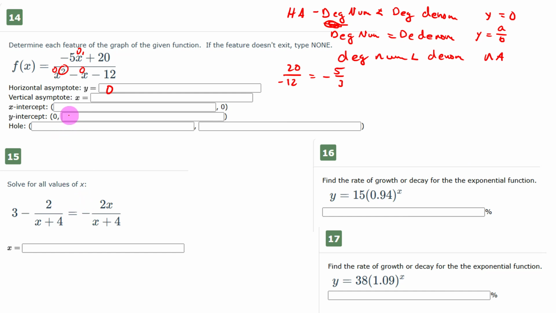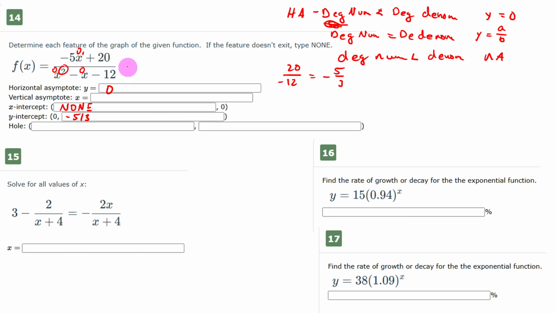So negative 5 over 3. What we can do there, if this is 0, then there is none. This is the x-axis, so you're not going to have a y-intercept.